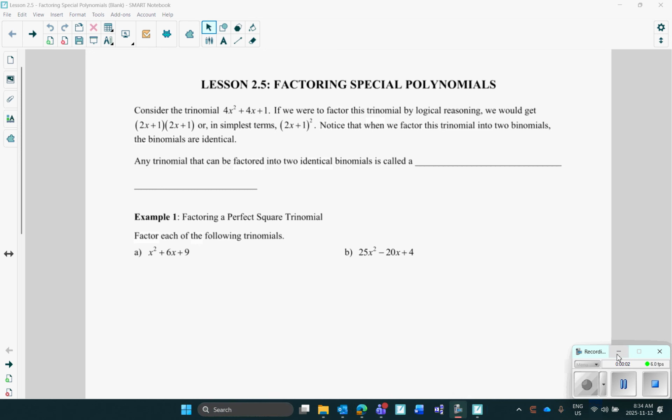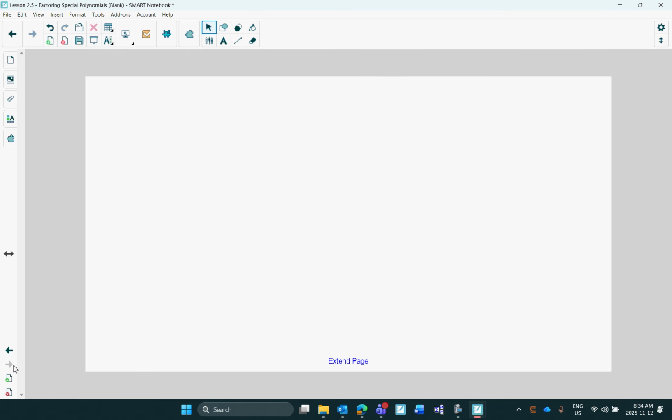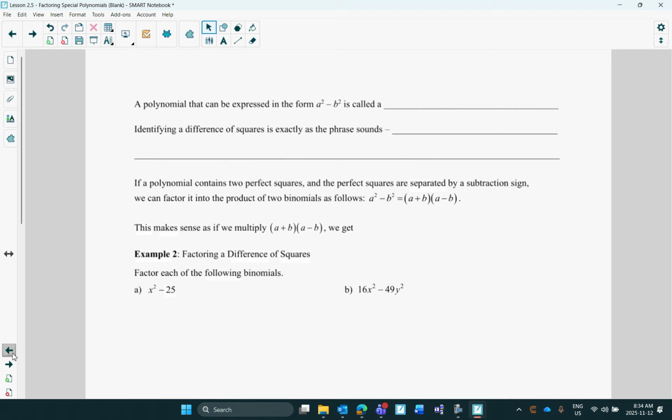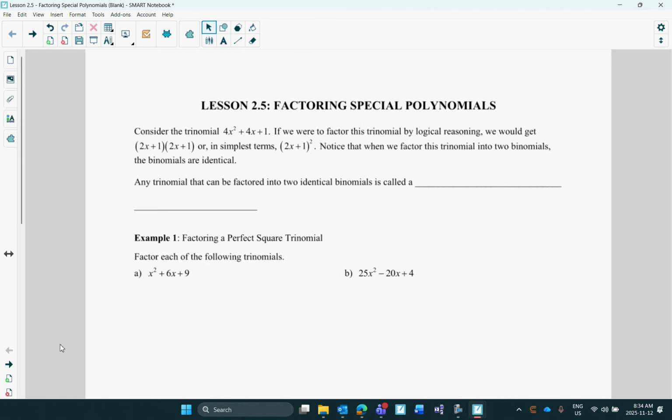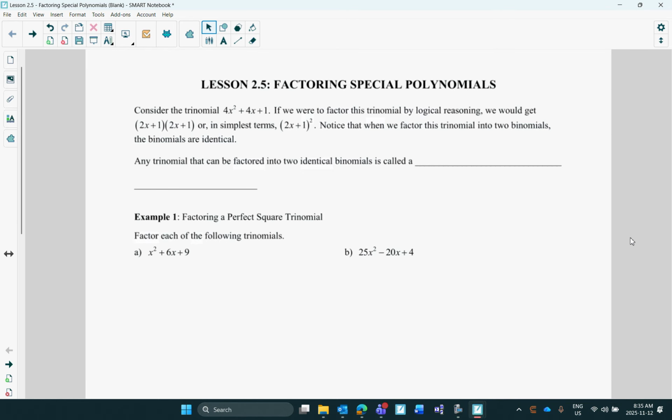Okay, so 2.5, we're going to talk about the last type of factoring out of the 4 that you'll be responsible for. But before we do that, I just want to talk about a certain, it's not a different type of factoring. It's factoring that we've already done, but it's kind of a special case.